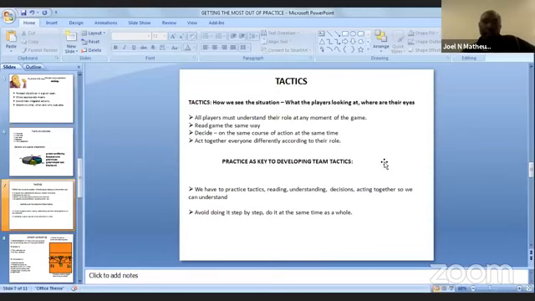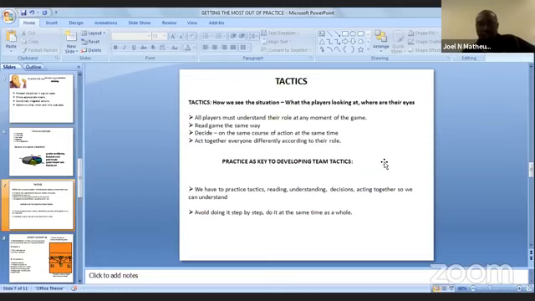Act together, everyone differently according to their role. This depends on whether you are a blocker, a defender, or a libero. Everybody acts together. They must act to be able to execute and to ensure that the rally is won by their team. Practice as a key to developing team tactics.